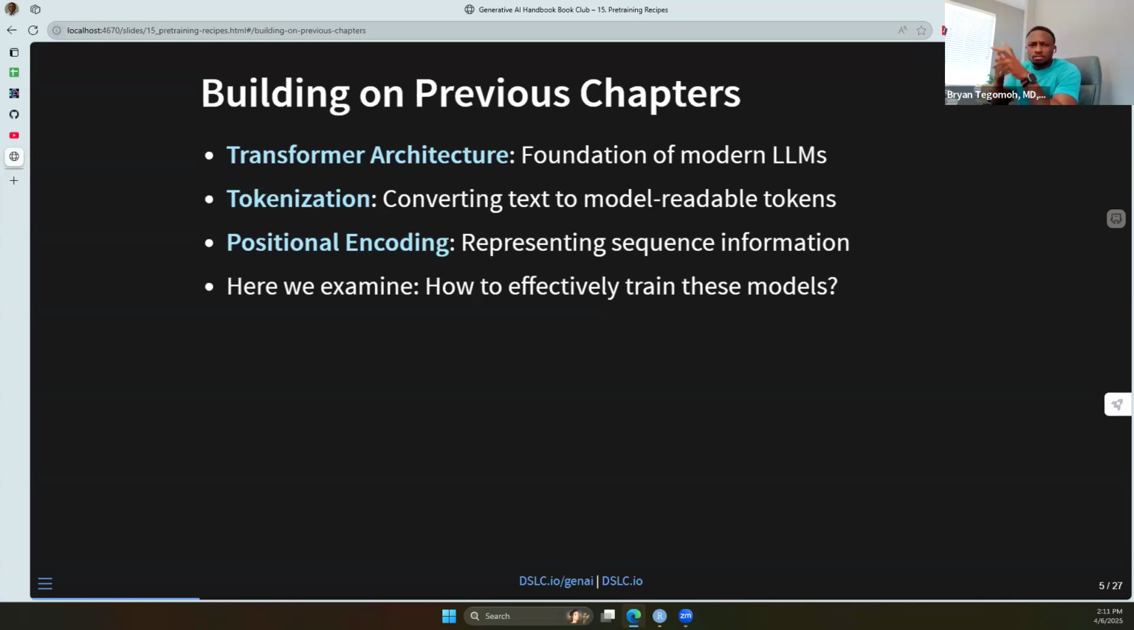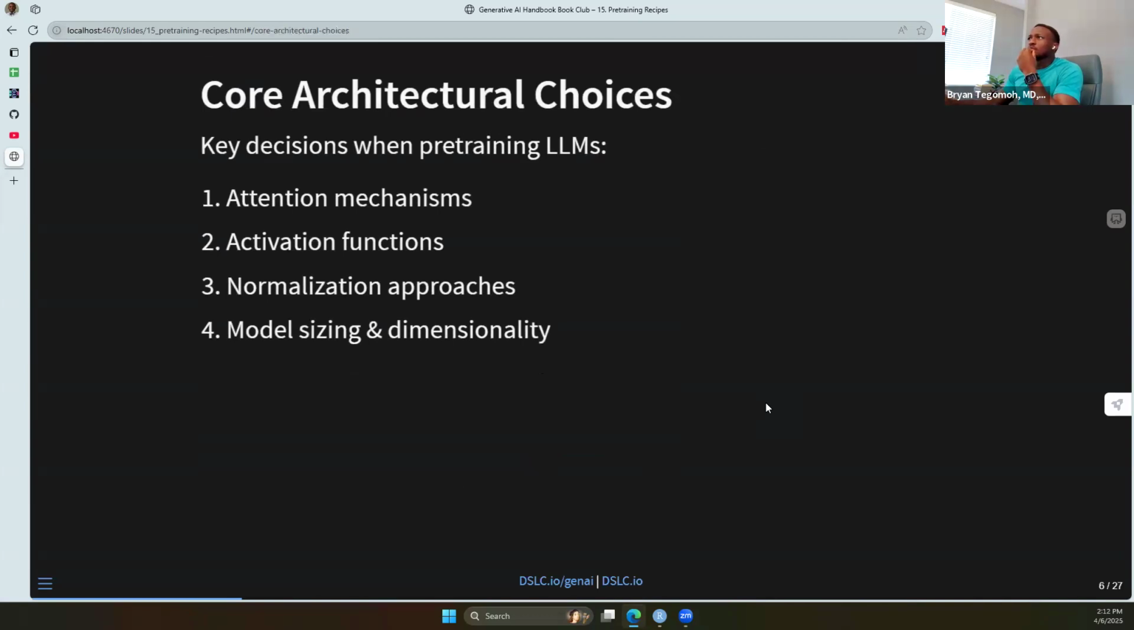Then we discussed positional encoding, which is about representing sequence information in a particular format. And I showed a slide, or an image slide, that showed how that sequential information is presented. So today we're going to mostly examine how to effectively train these models so that they become powerful and efficient.